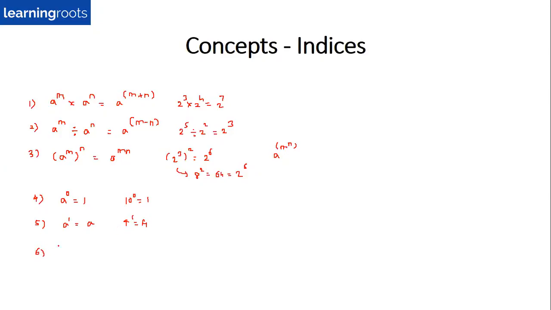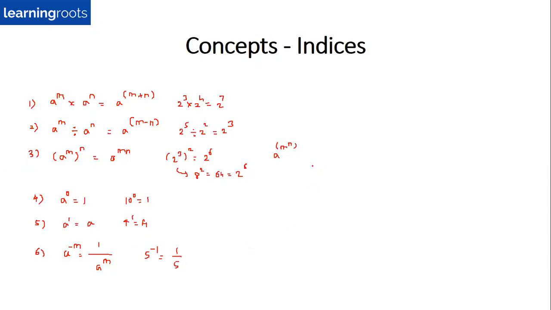Look at the next rule, a raised to minus n. So if you have a negative power and you want to convert it to positive power, you'll have to take 1 upon a raised to n. Right? So a raised to minus n is 1 upon a raised to n. So for example, 5 raised to minus 1 is nothing but 1 upon 5.